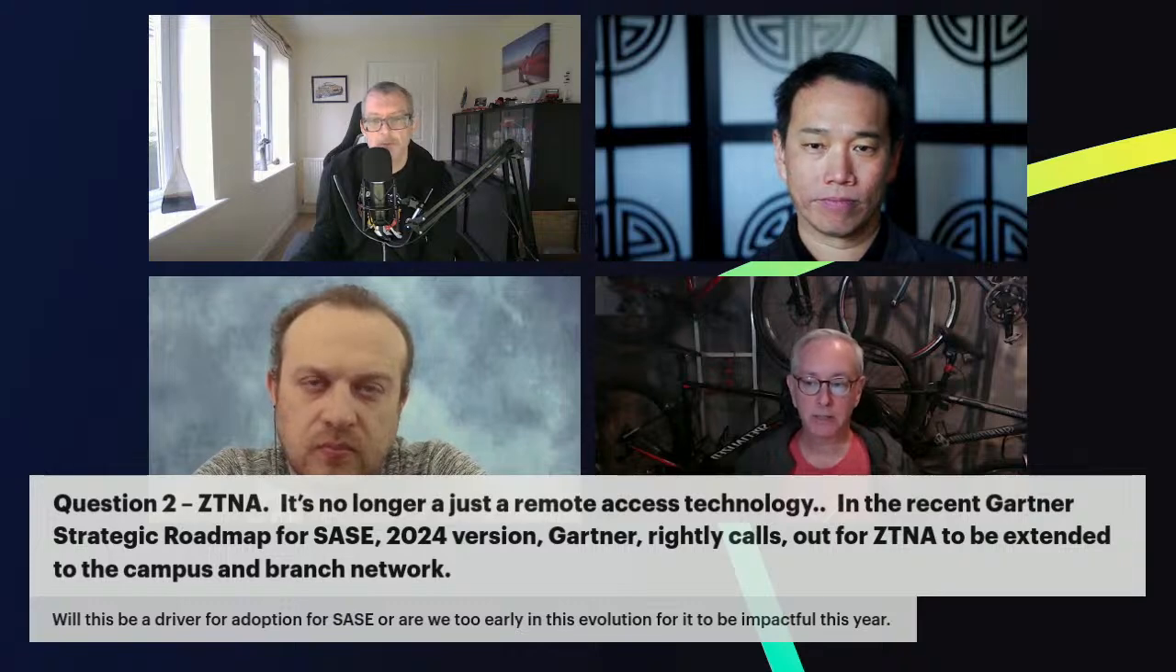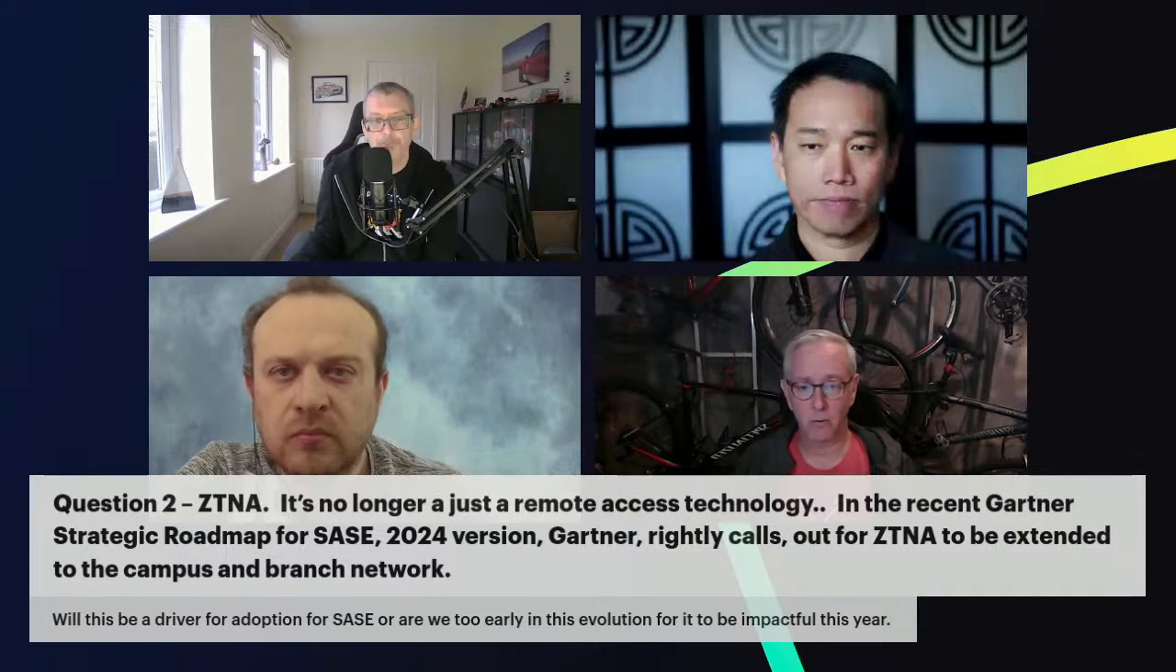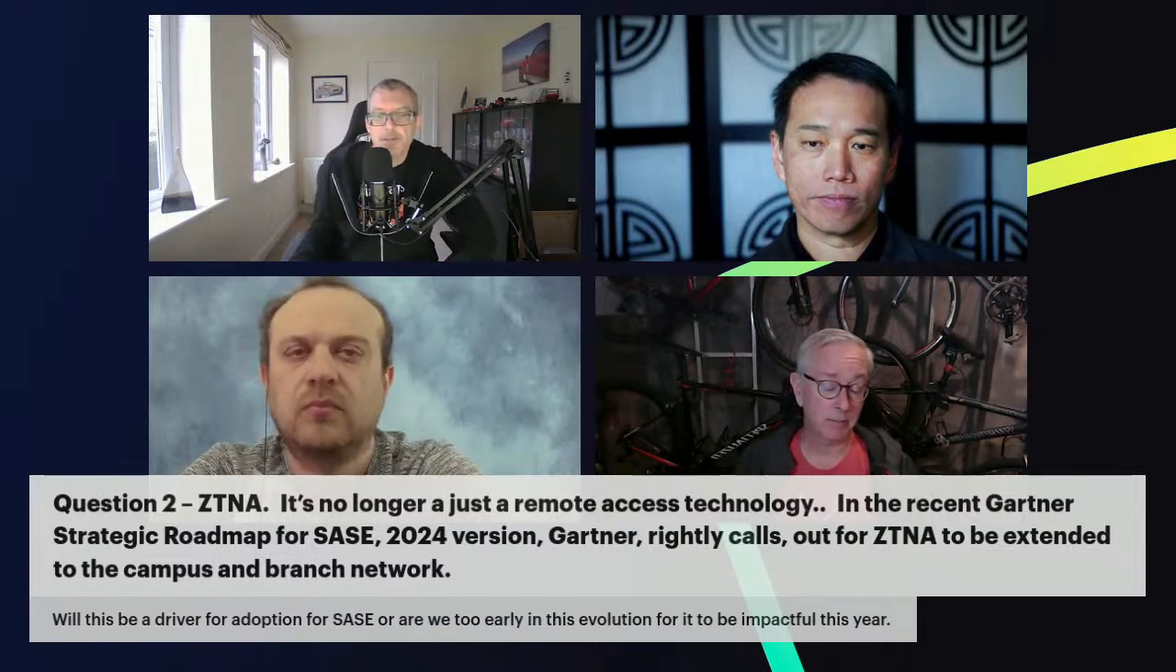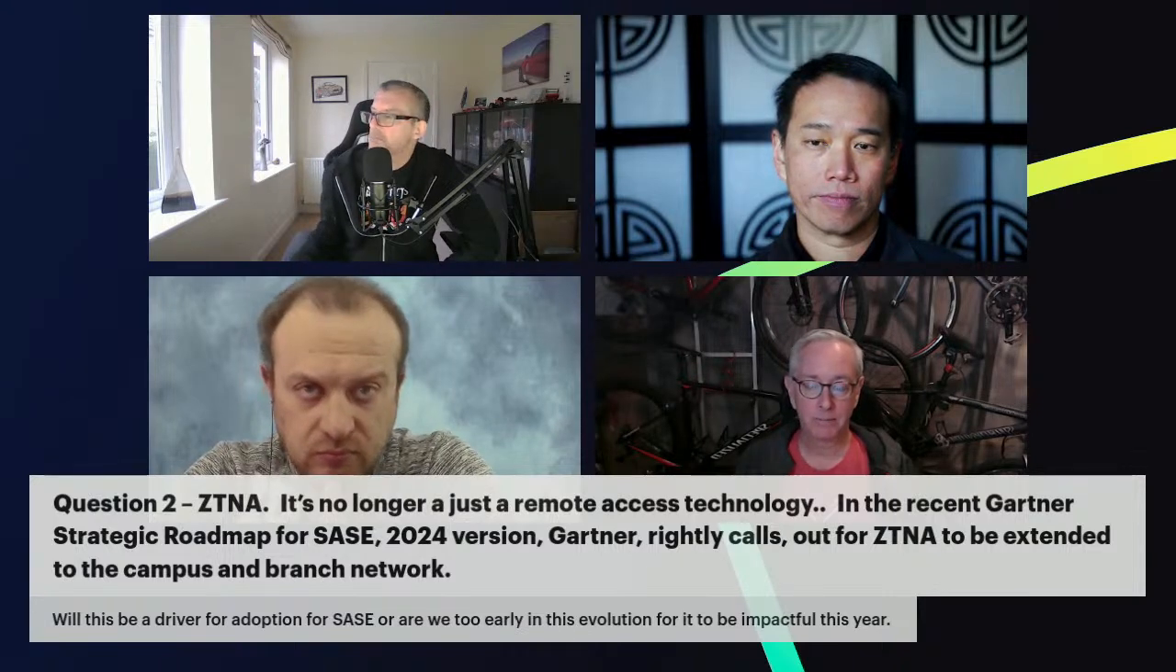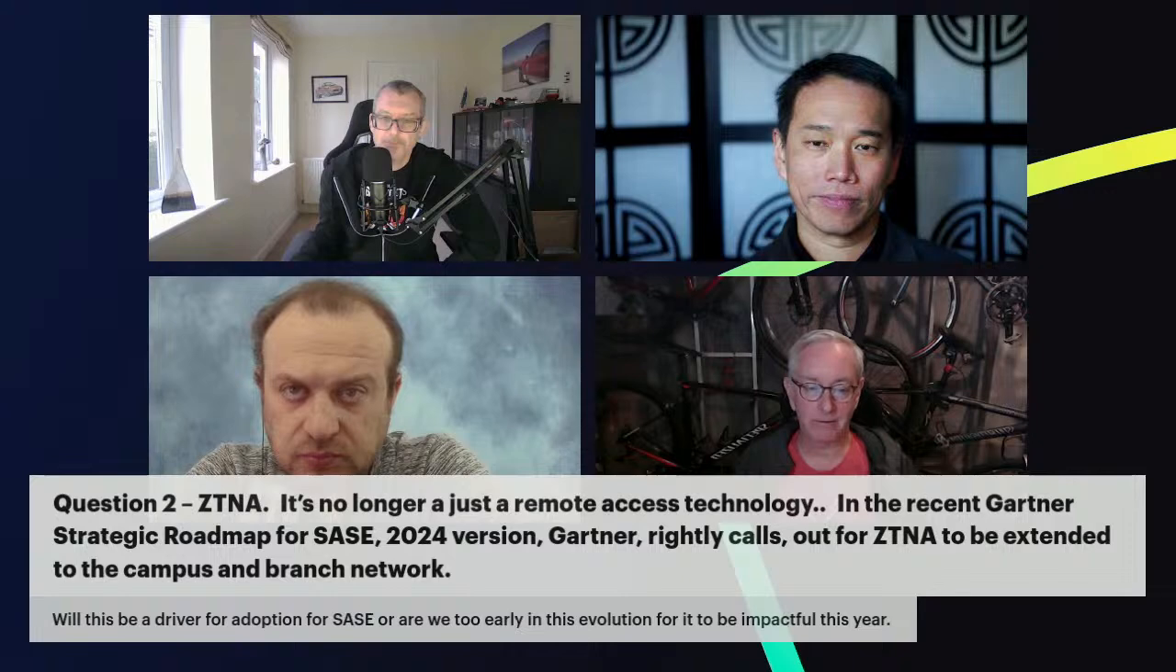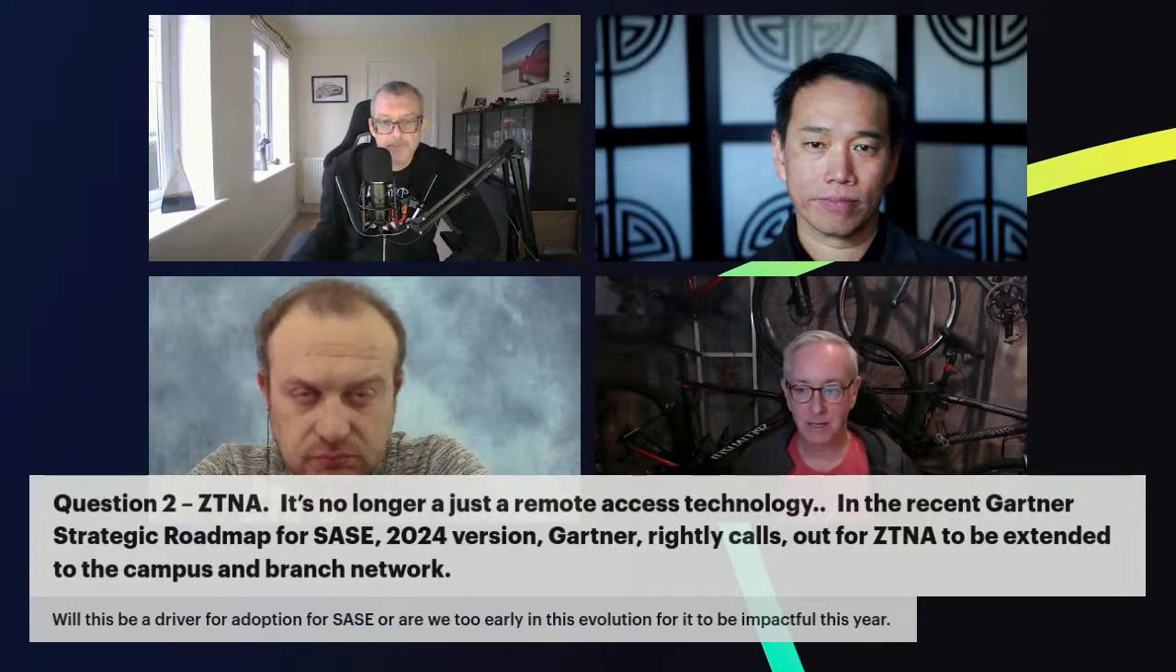All right, so third party is definitely an area to explore if you're into the SASE thing. So let's move on. We've kind of touched on this. ZTNA has become more than just a remote access technology. In the recent Gartner strategic roadmap, which Gartner publishes on a yearly basis, giving you an outline of the things to look out for if you're going to implement SASE, they called out, and this was a major change as well, ZTNA to be extended to the campus or the branch network. What are your thoughts? Will this be a driver for adoption, another accelerant to SASE, or are we too early in the evolution for this to be impactful?